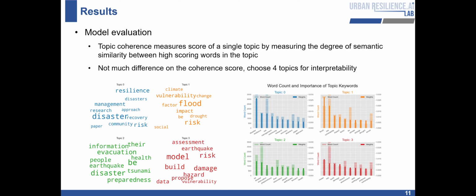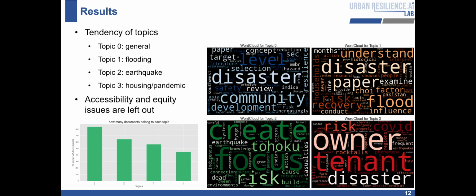We evaluate the model by topic coherence. It measures a score of a single topic by measuring the degree of semantic similarity between high-scoring words in the topic. There are not many differences in the coherence score when we choose different numbers of topics. Probably the number of samples is not enough and they might have a high proportion of common contents. For the purpose of interpretation, we choose 4 topics. The figures show the word count and their importance or weight in the topics. We still see some common terms, but the secondary important words may give us some insights.